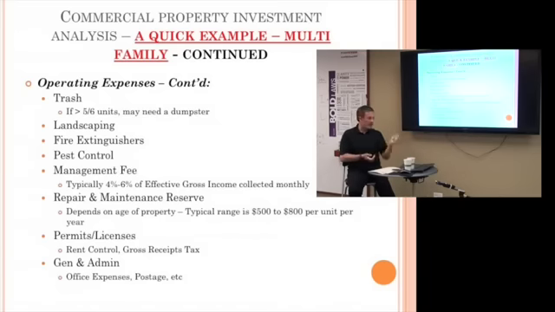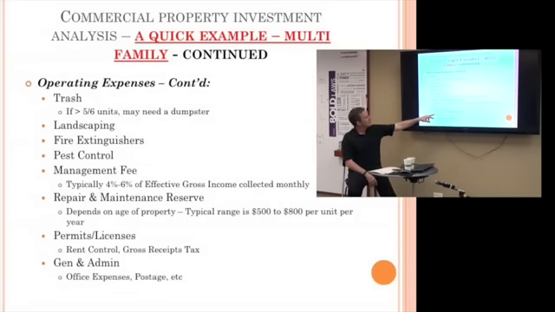There might be a lot of repairs, pipe replacements, roof replacements, things like that. At least you can get an idea what the repairs are for the property. Typically they range between $500 and $800 per unit per year. That's just a typical range depending on age. If it's an older project, I'm going to reserve $800 a unit for repairs a year.